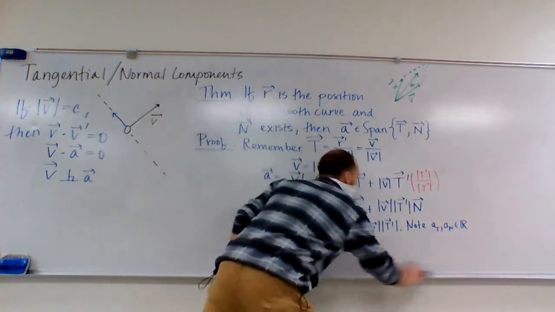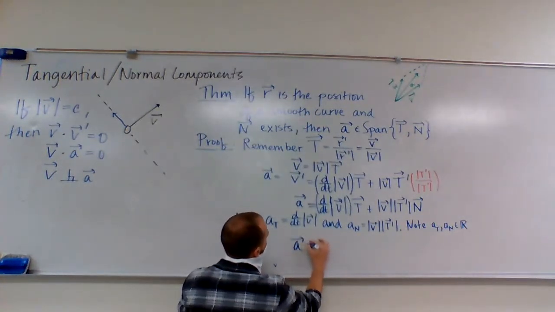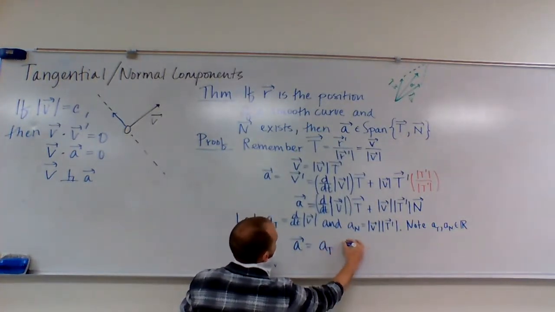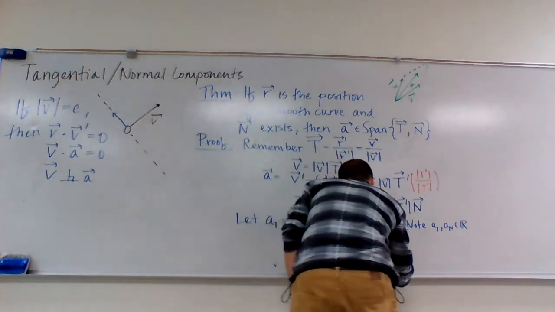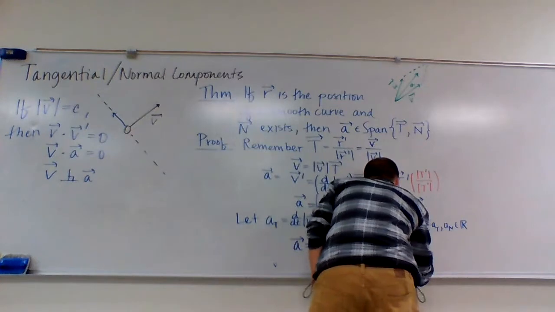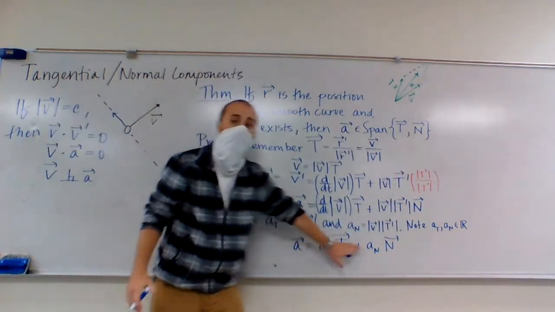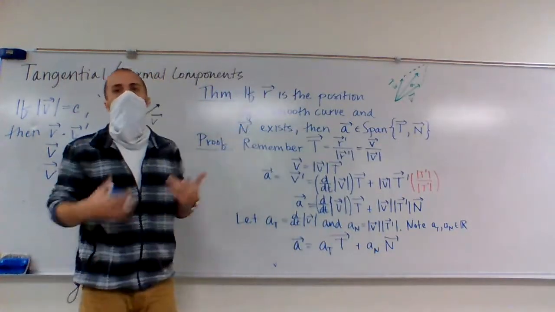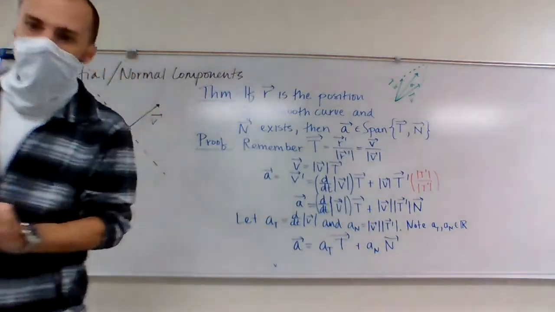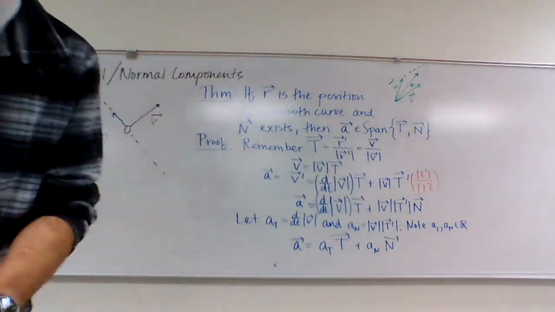So therefore, I can say that A is equal to AT multiplied by unit tangent plus AN multiplied by the unit normal, which is to say that A is a linear combination of T and N, which is what I set out to show in the first place, that A is in the span of T and N. Okay, so it's just in the plane that's generated by those two vectors.